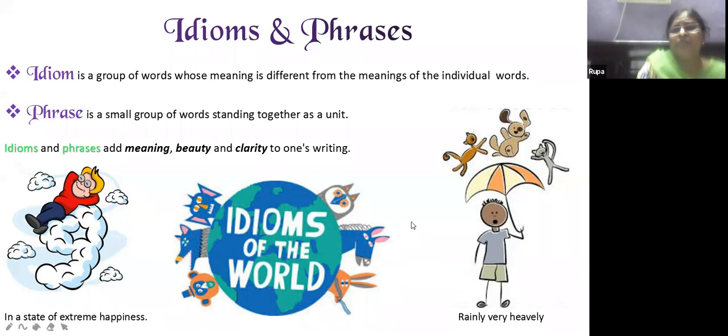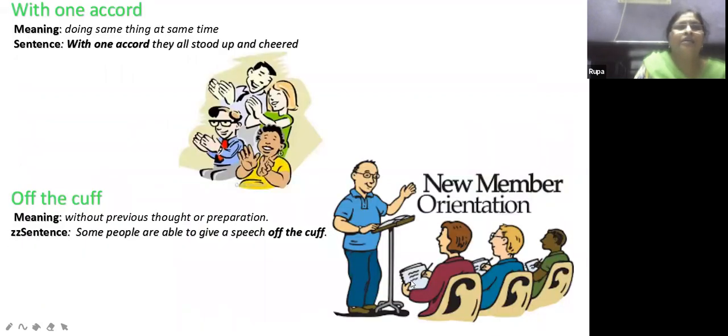Now here is one more idiom you can see. What is this? It is raining all cats and dogs. Here it doesn't mean that cats and dogs are falling when it is raining. It means raining very heavily. Done, children? Okay, now we'll look at the idioms and phrases that we have come across in sections 2 and 3 of the lesson. Let's once again revise them.